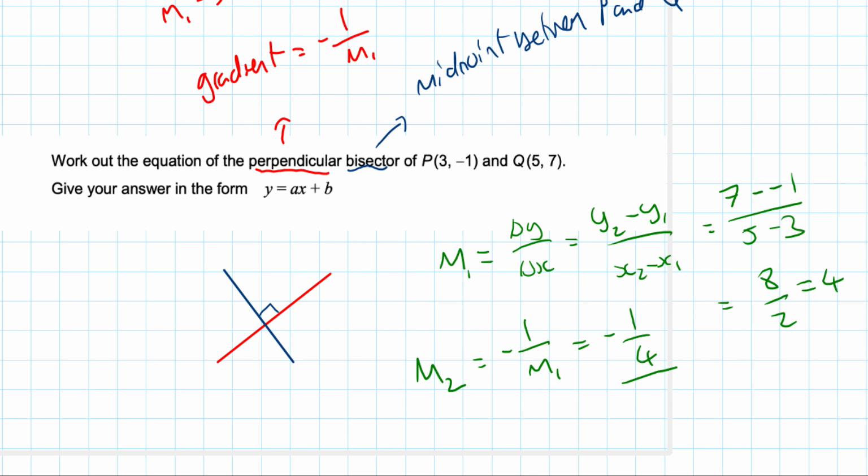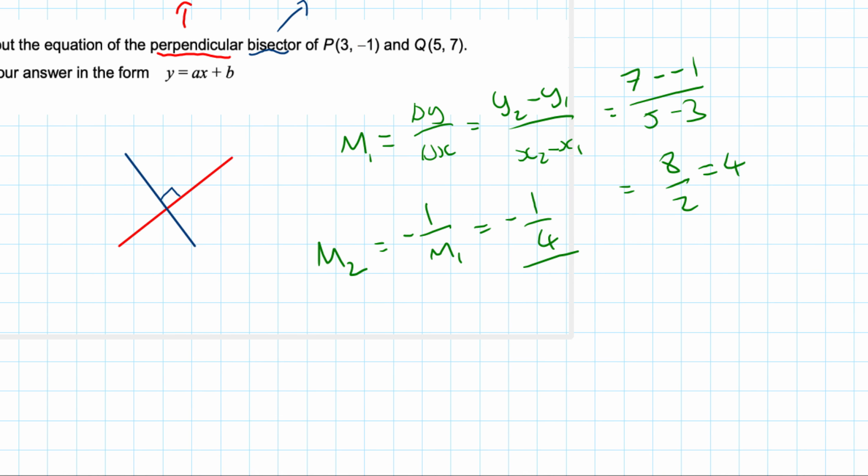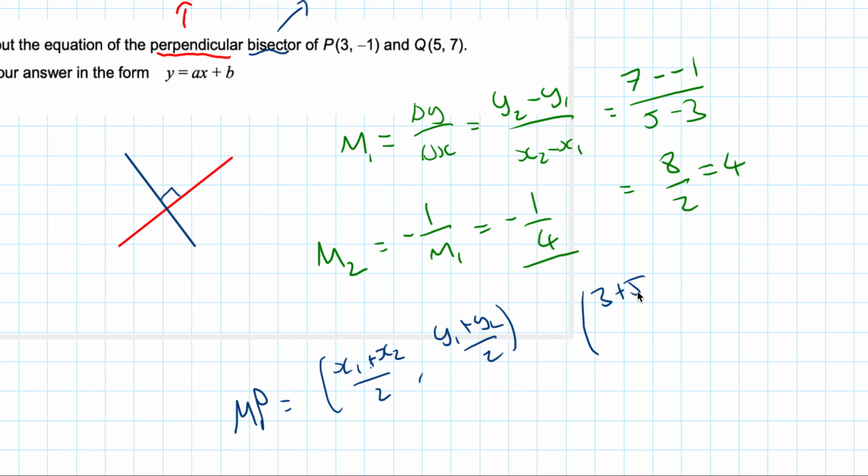And the next point here is we want to find the midpoint between P and Q. To find the midpoint, we're going to do x1 plus x2 divided by 2, and y1 plus y2 divided by 2. So plugging our numbers into the formula, it's 3 plus 5 divided by 2, and minus 1 plus 7 divided by 2. So 3 plus 5 is 8, divided by 2 is 4, minus 1 plus 7 is 6, divided by 2 is 3. So the midpoint is (4, 3).